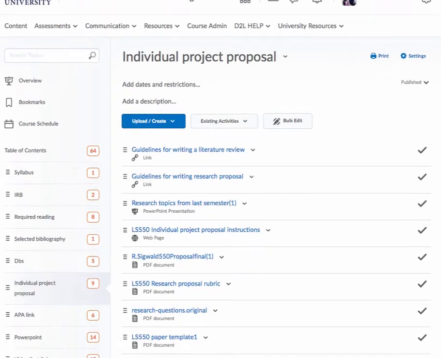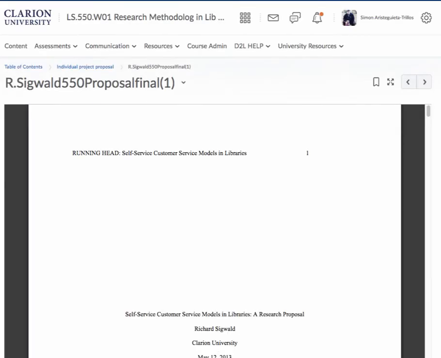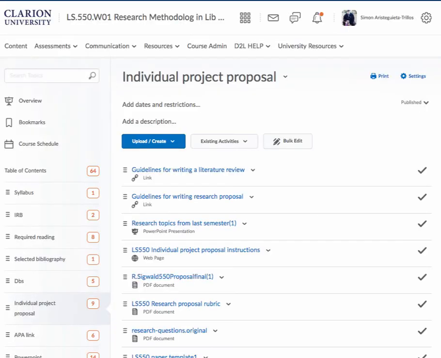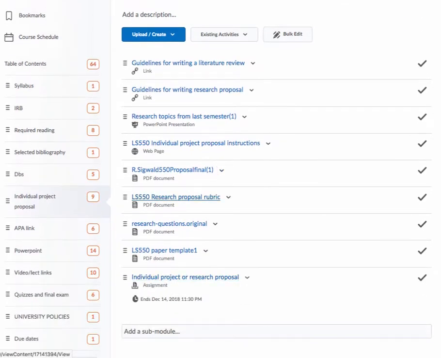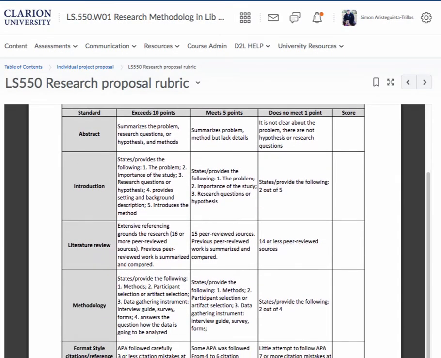I have posted a proposal that one of my students did 2 or 3 years ago, so you can read it here. Please make sure you read it or take a look at it. Then this is a rubric that I will use to grade your paper. This is what needs to be there.